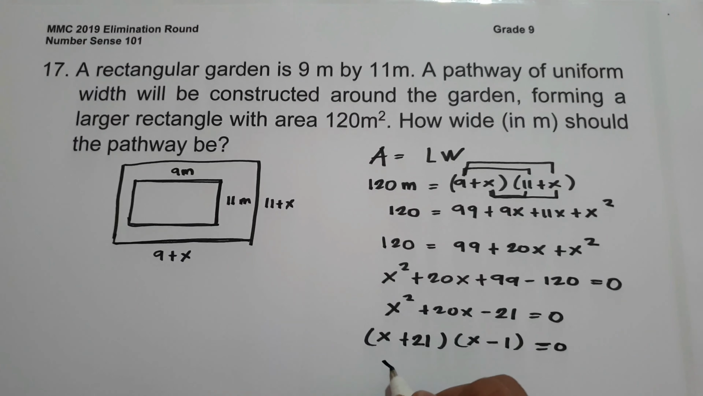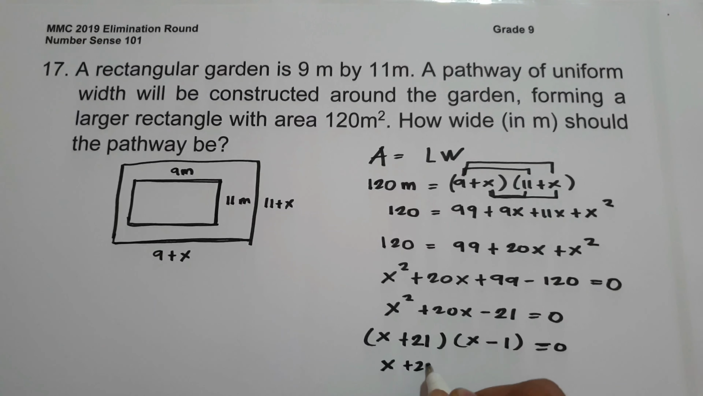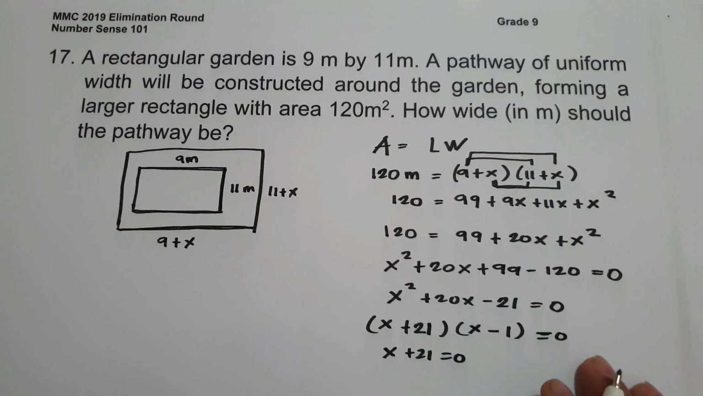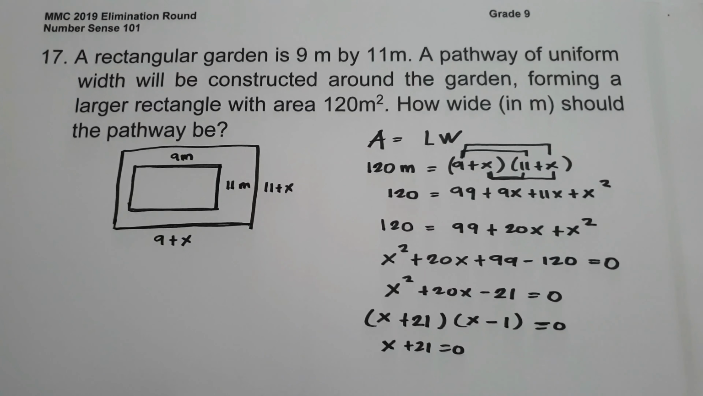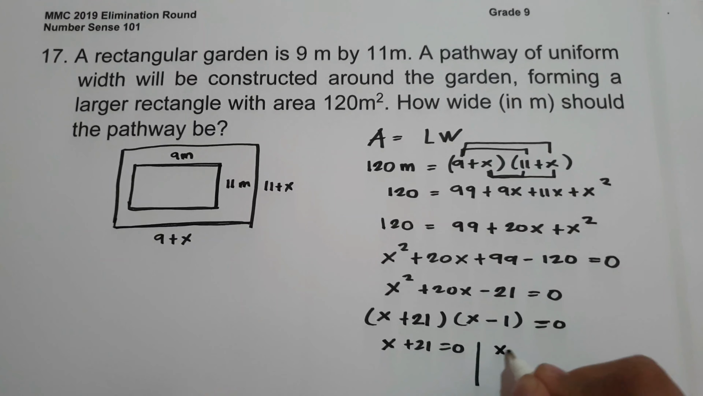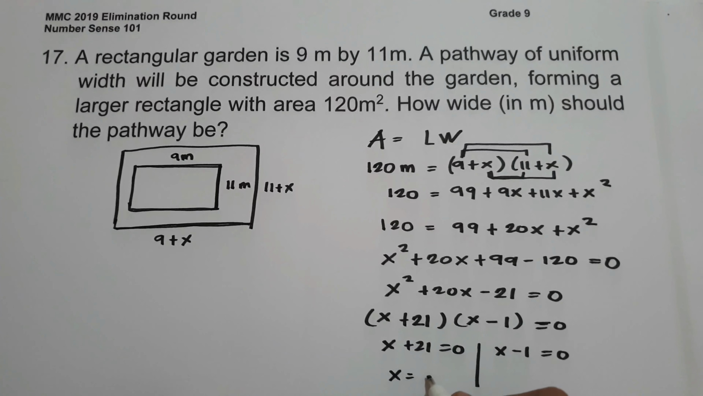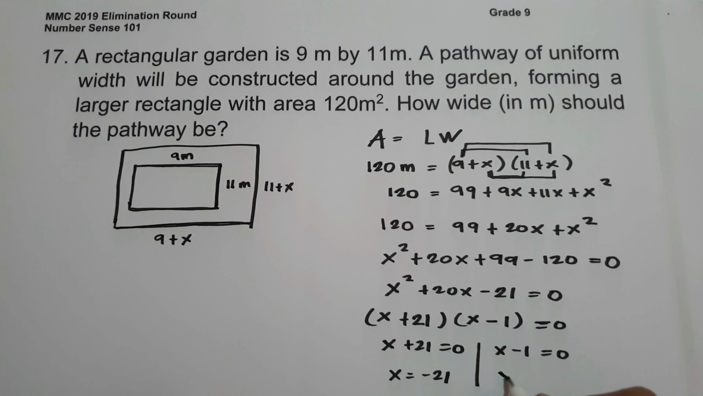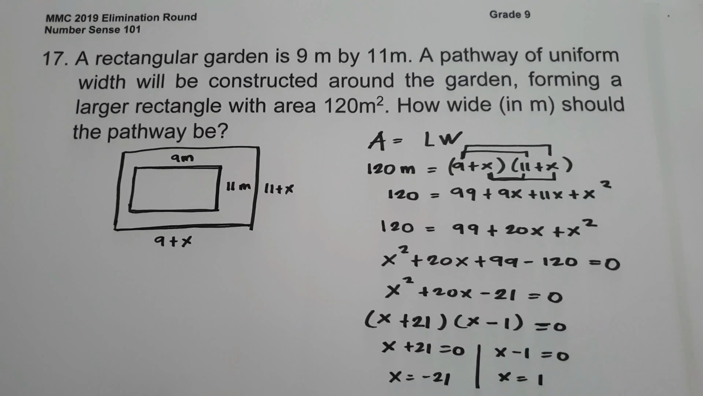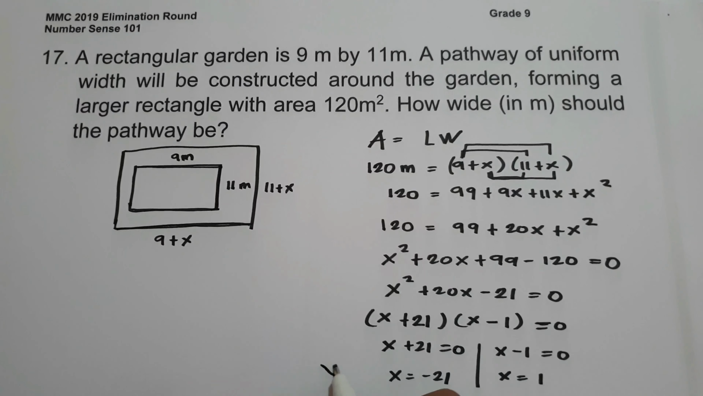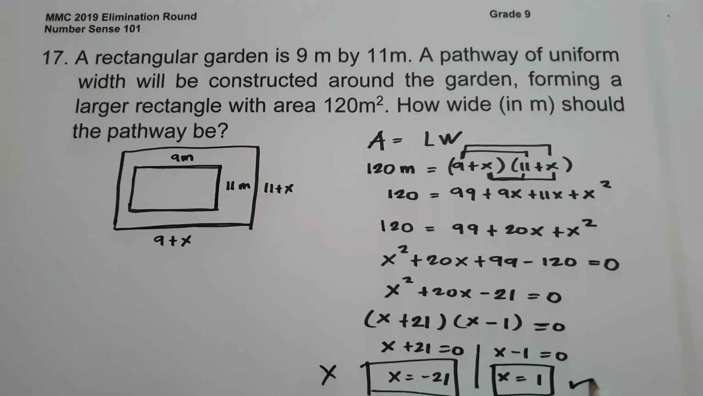Let us have x plus 21 equals 0, and then x minus 1 equals 0. So x is negative 21 and x is positive 1. Since we don't have a negative measure, the value of x will be 1.